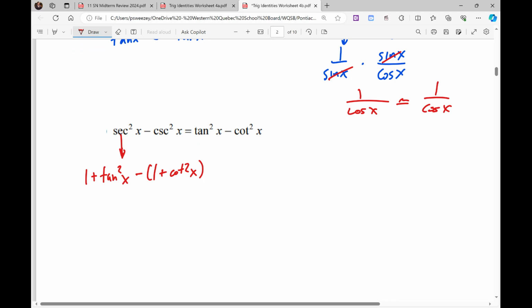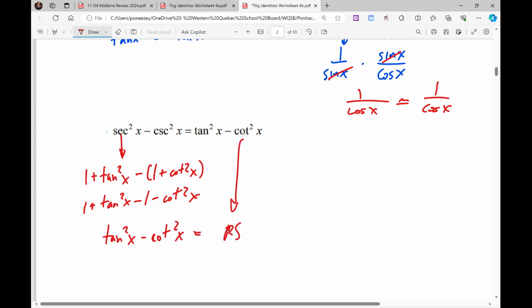So I've got 1 plus tan squared x minus 1 plus cotangent squared x. Okay? If this is the case, I'm now going to distribute that negative throughout. Minus 1 times this, so it's going to become 1 plus tan squared x minus 1 minus cotangent squared x. What happens now? 1 minus 1 disappears. Tan squared x minus cotangent squared x. Hey, that's what I was looking for all along. Tan squared x minus cotangent squared x is equal to the right-hand side.